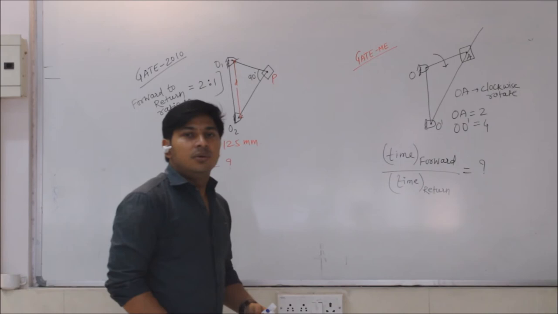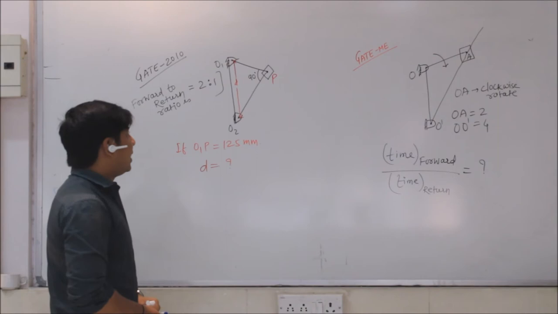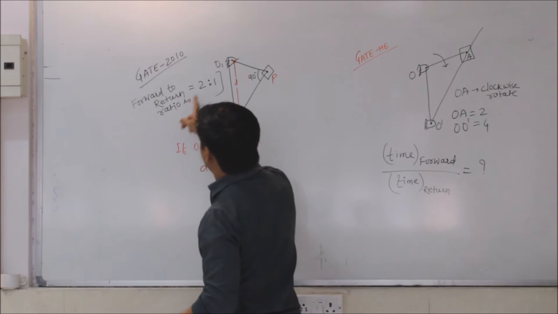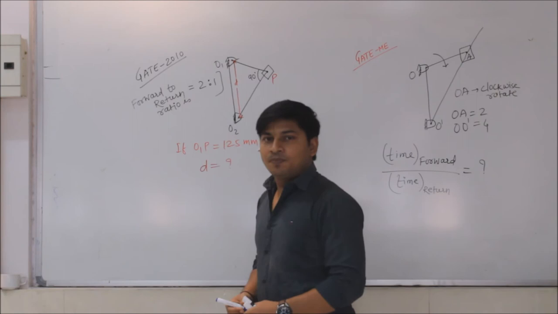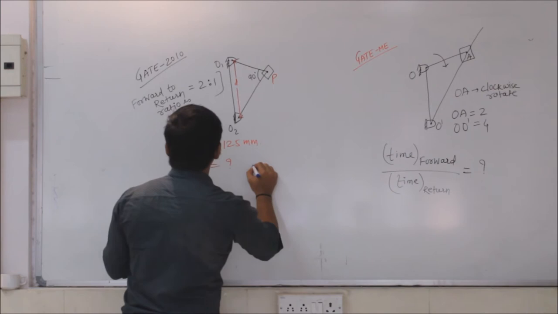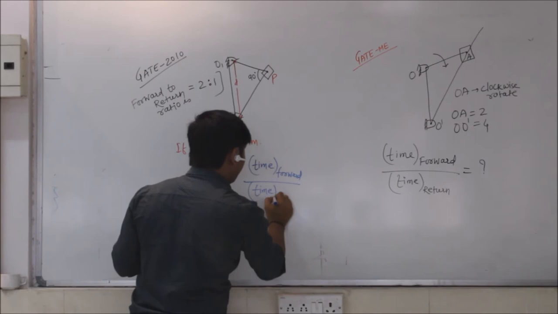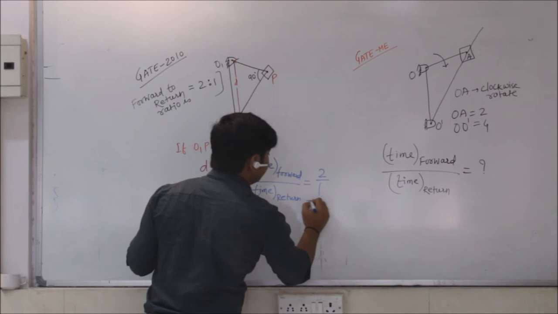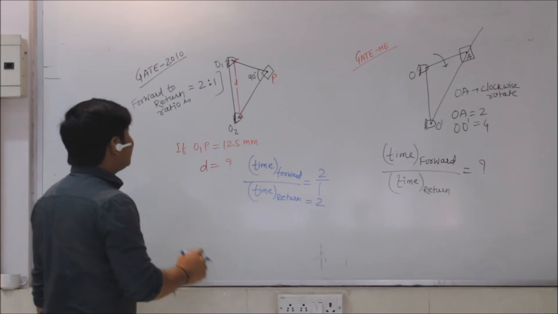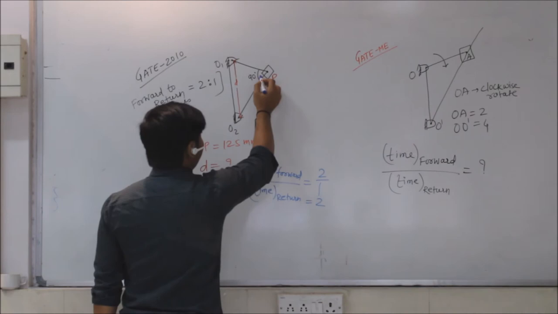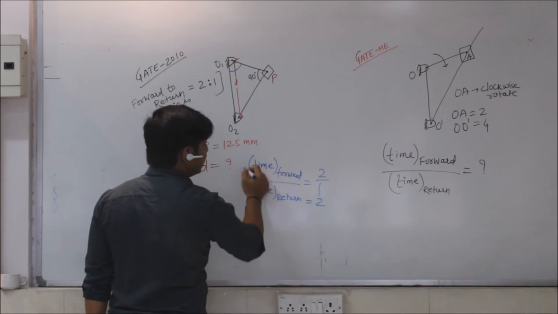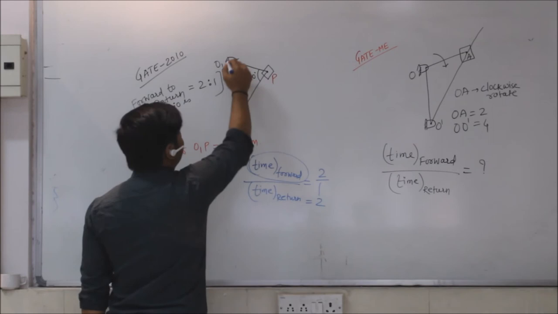This is the GATE 2010 question. The data given is that the forward to return ratio is 2:1. We know the forward to return ratio means what? This is time forward upon time return, given as 2:1, meaning 2 by 1, which is 2. Okay, it means double the time it is taking. Now you tell me that this is alpha by 2, and since this is time forward, the time forward was this angle beta, something like this.